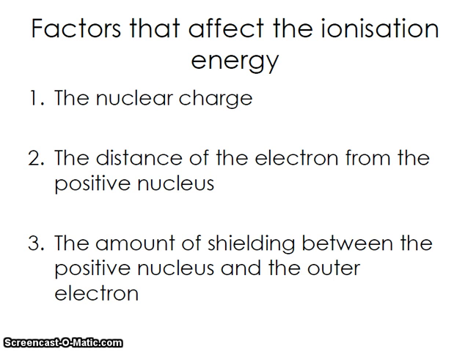Then thirdly, you have the amount of shielding between the positive nucleus and the outer electron. So if you have inner shells of electrons, those clouds of negative charge will shield the positive nucleus from the outer electron and vice versa. So the outer electron won't feel as much of the force of the positive nucleus as it would if those inner electron shells weren't there. So the more shells of electrons you've got, the weaker the attraction between the nucleus and the outer electron, and therefore the ionisation energy goes down.